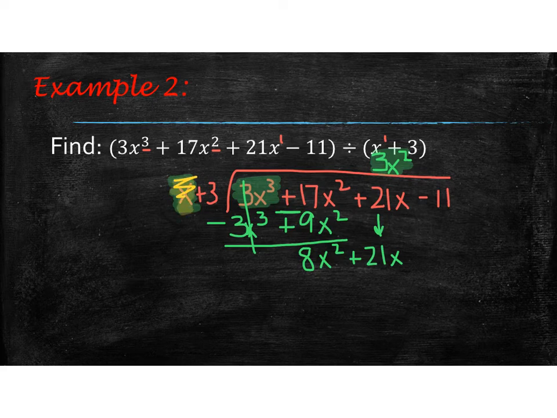So this is an x, and we're going to see what we need to divide it into 8x squared. And so we need that to be an 8x. Eight x times x is 8x squared. And then 8x times 3 is 24x.